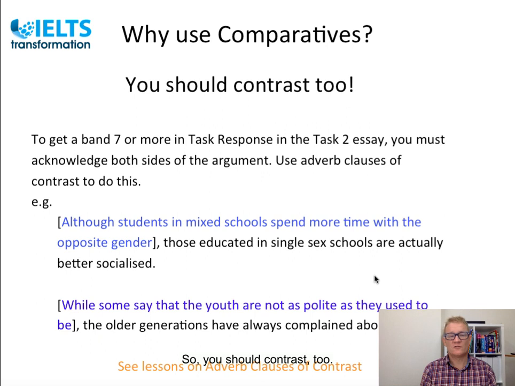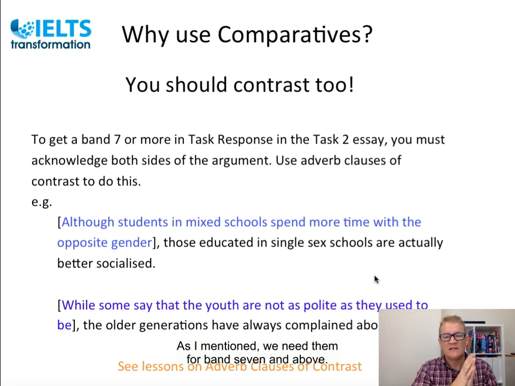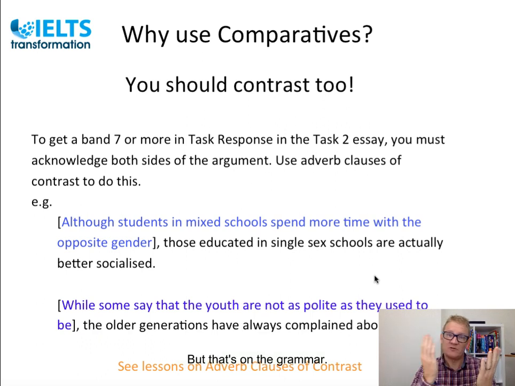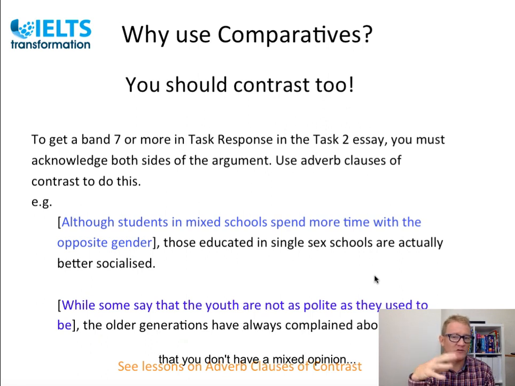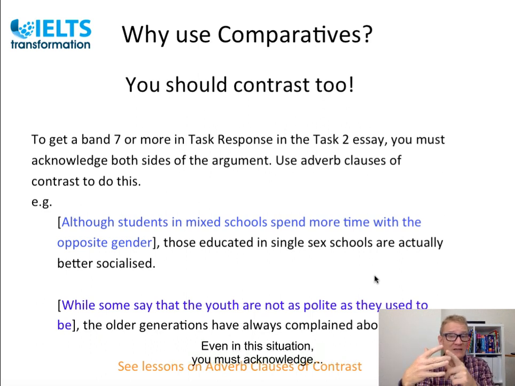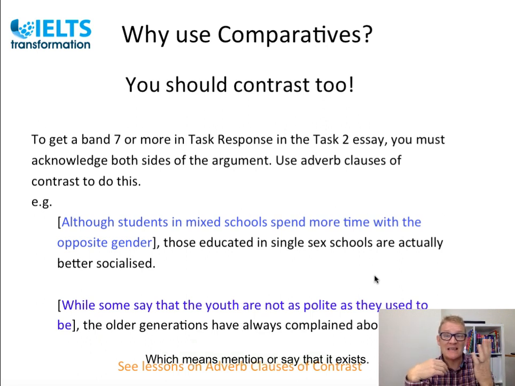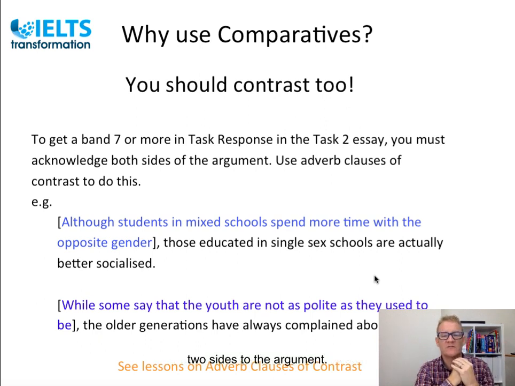So you should contrast too. As I mentioned, we need them for band 7 and above, but that's on the grammar. But on the task response, so how well do you answer the question, you must acknowledge both sides of the argument. So even if the question is an opinion essay, that you don't have a mixed opinion, you agree. Even in this situation, you must acknowledge, which means mention or say that it exists. You must show that you know there are two sides to the argument.